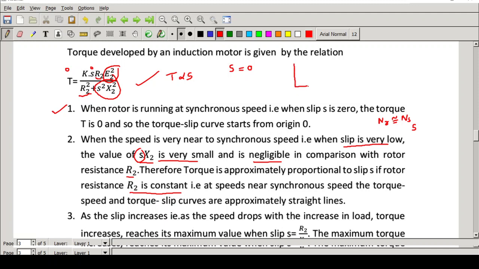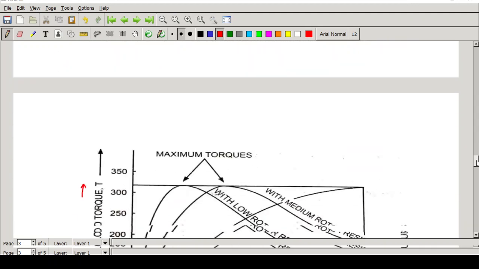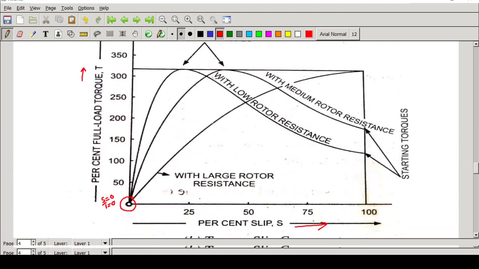That means when the slip is increasing from left side to right side, the torque will be increasing in a linear fashion, something like this. So again we will see that torque slip characteristics. See here, the second thing, that is torque is proportional to slip, is expressed in this portion. Here T is proportional to slip.